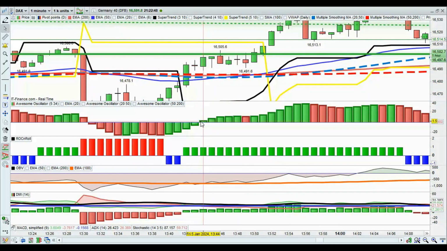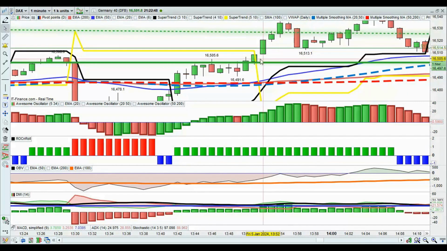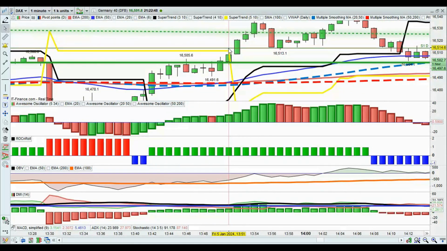You can see on the awesome oscillator these bars, little teeth to start with, the green on rock and roll, and then the DMI is also green. These are starting to get bigger. So the entry was as the price pushed through super trend here, 16,512. We got it at 16,514 and continued to stay in the trade.